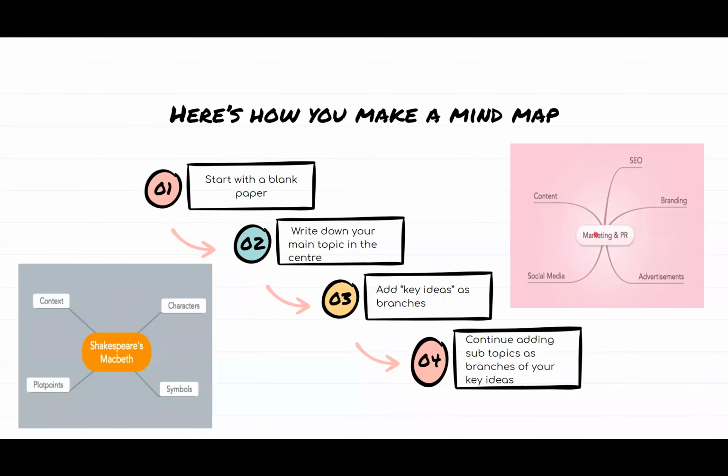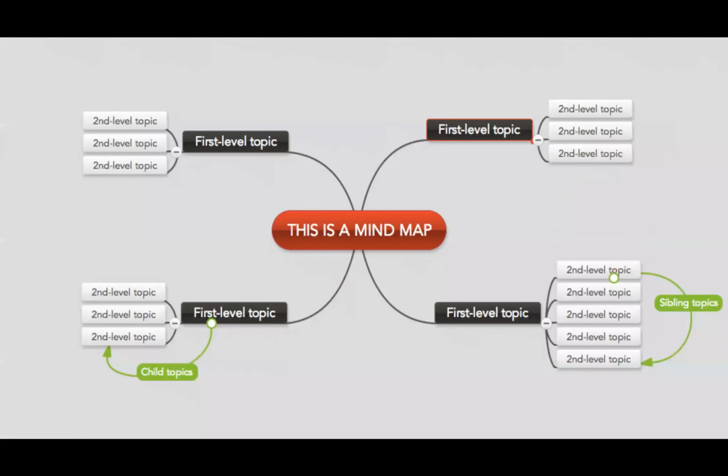So you would see that this marketing and PR central idea has 5 further ideas that are branches. Now, these are your main sub ideas. So, this is your central topic, and these are the first ideas. Now, continue adding branches of your key ideas further. So, for example, content might have 3 different branches, SEO might have 4 different branches. There is no end to the number of branches that you can add to a branch. Finally, you will end up with a web like structure like this.